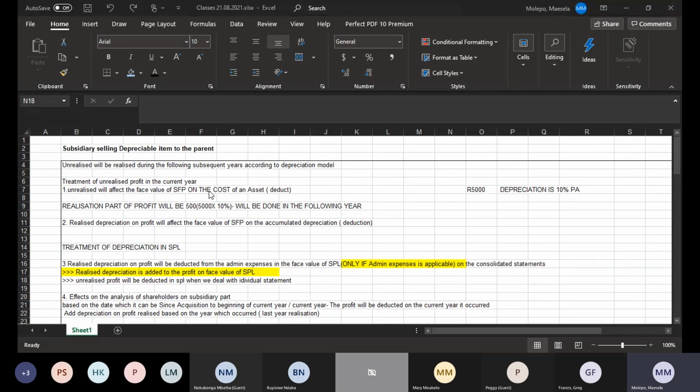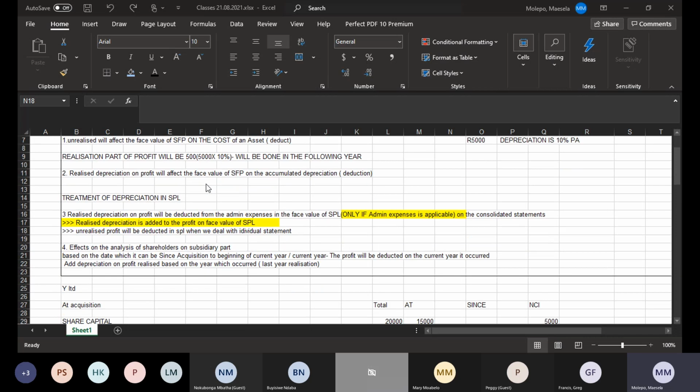Since our subsidiary was selling a depreciable item, when we treat this in our admin expense, I mentioned the realized depreciation. The realized depreciation will be based on the profit which was made versus the years which were used. If it was used for 12 months, we realize the depreciation for those 12 months. The realized depreciation on the profit will be deducted from the admin expenses. So whatever we realize on that 50,000, we must deduct, which in this case will be the 10,000 part.